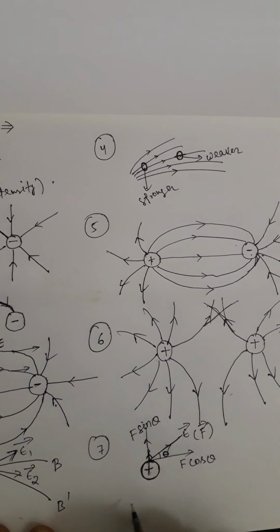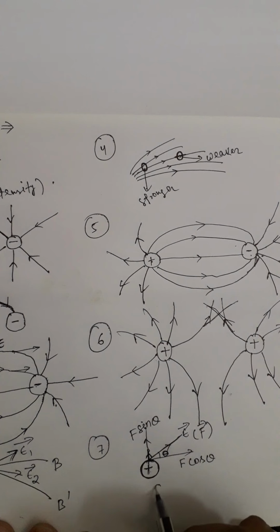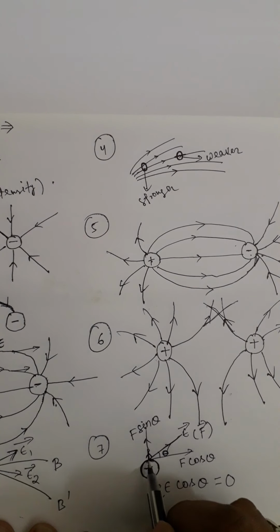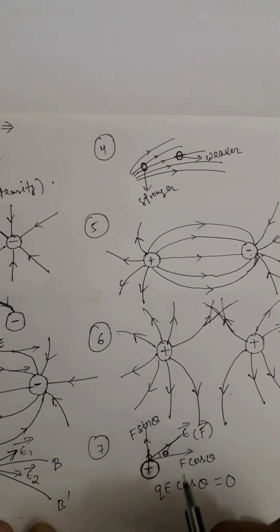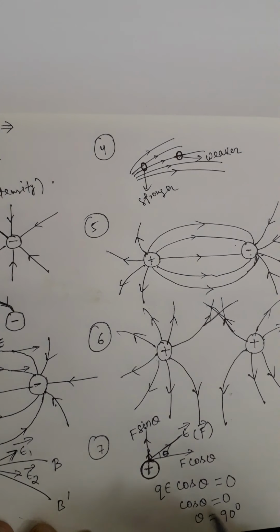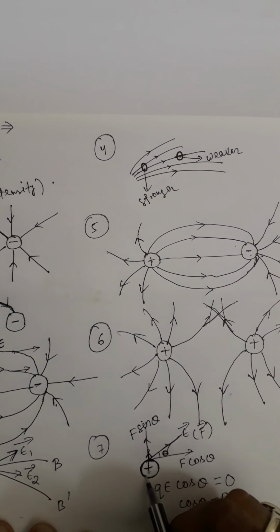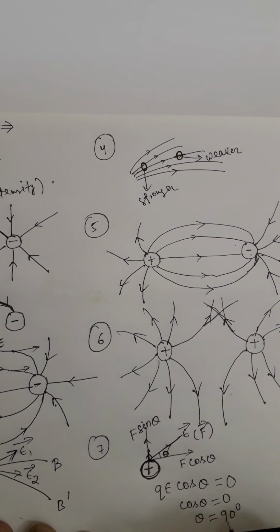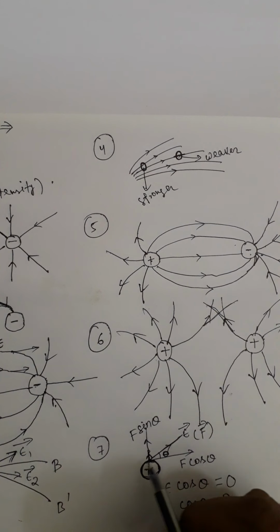So, at equilibrium, this F cos theta or QE cos theta, because F is equal to QE, so QE cos theta is equal to 0 because this charge is not moving due to this component. So, QE cos theta is equal to 0. Since Q and E are not equal to 0, cos theta is equal to 0. So theta must be 90 degrees. So these lines of force at this surface must be 90 degrees, or normal to this conductor or normal to this charge surface.